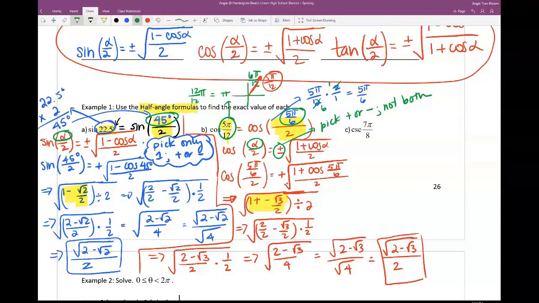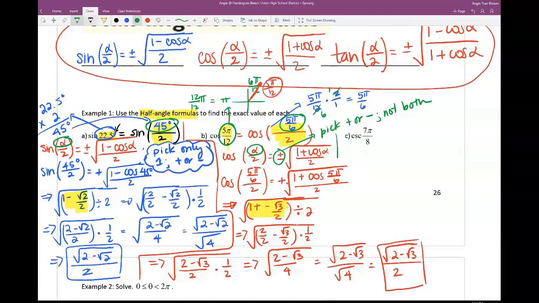Okay, and we have one more for example 1, and that will be it. I'm not going to do any more for this set of video. Well, cosine of 7 pi over 8, let me tell you something. I did not give you an identity for that at all. But that doesn't mean you can't find it, okay?